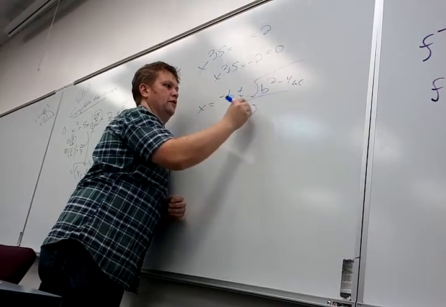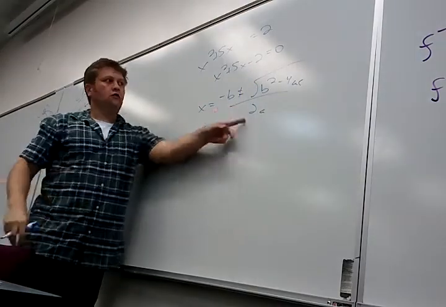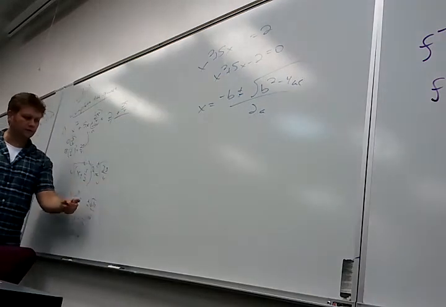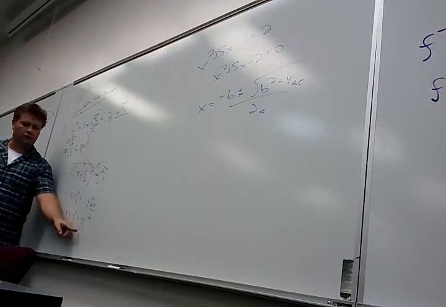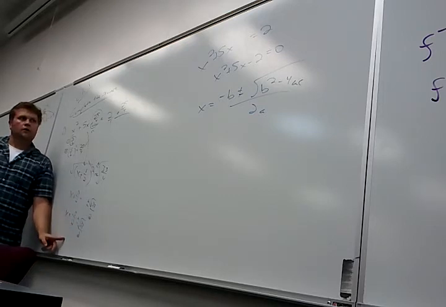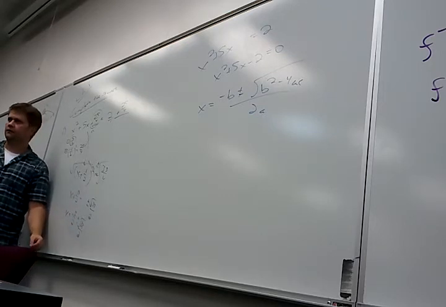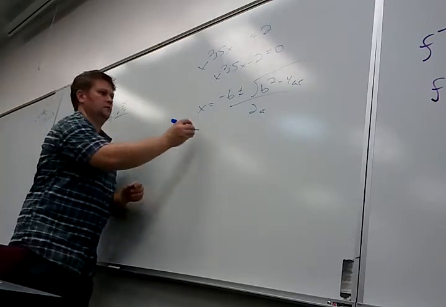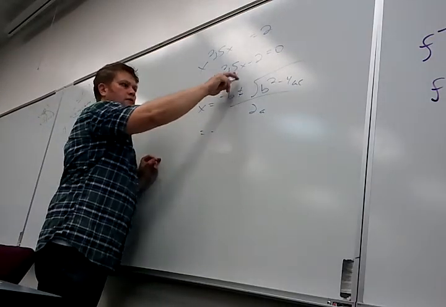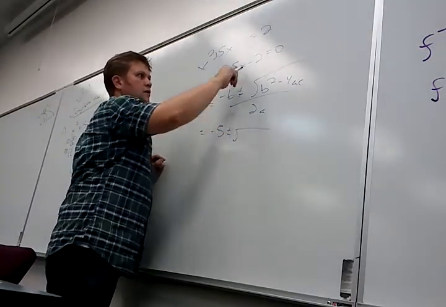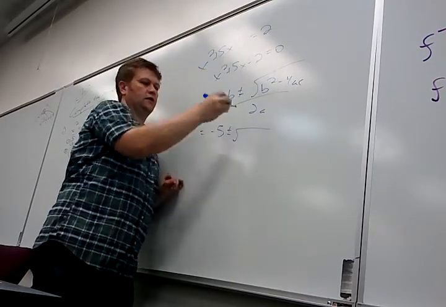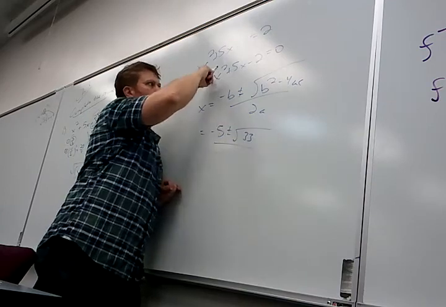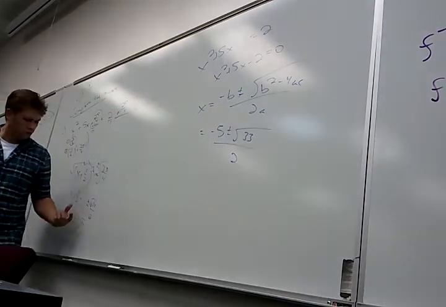All this, blah, blah, blah. And of course, if you do that right now, you're going to get this. You can kind of see it, negative 5 plus or minus root 33 over 2. You can see it? Because what's b? 5, so you get negative 5 plus or minus 25 minus 4 times negative 2, so plus 8. 25 plus 8 is 33. Twice 1 is a. Right?